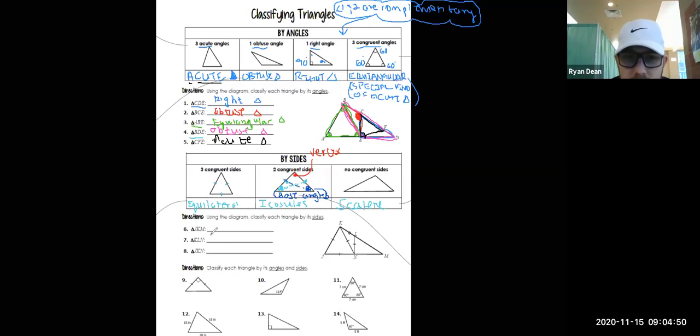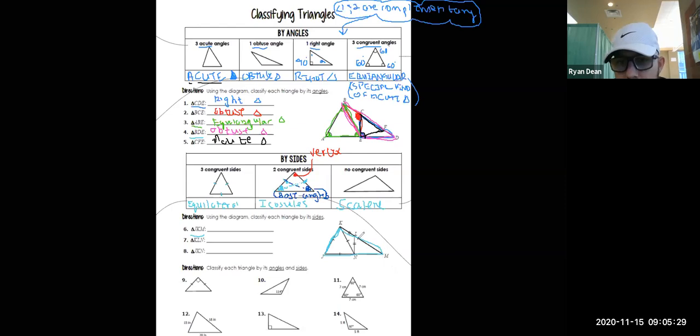We have 6, 7, and 8 down here to take a look at. First one is JKM. So J to K, and then from K to M. When you're classifying triangles by sides, again, what you're doing is looking for the hash marks. The hash marks are going to tell you a lot about the picture. Notice that J to K has 1 hash mark, and then J to N has 1 hash mark. So we know that JK is not going to be the same length as JM or KM. So we can't do anything with this one.